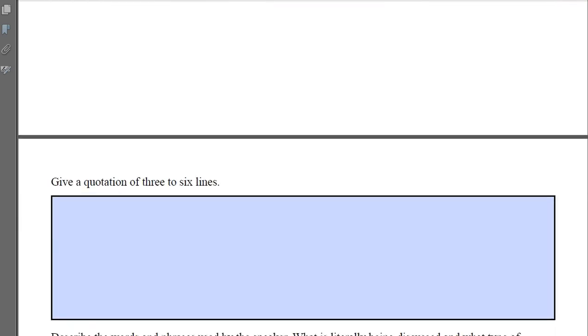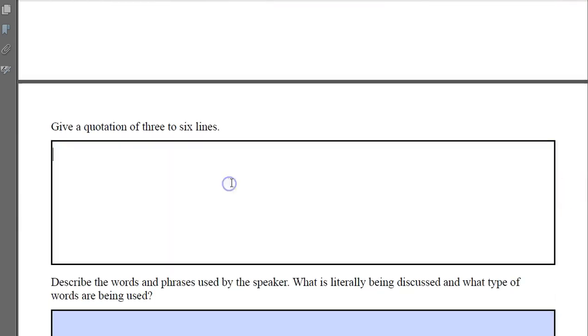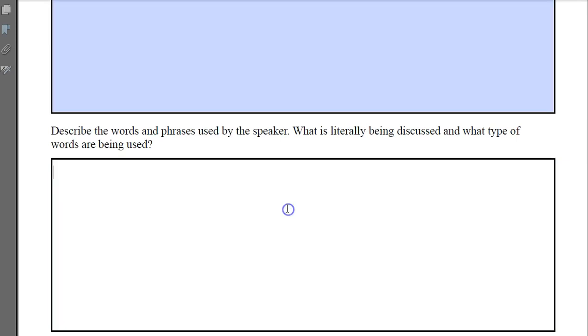And then I'm going to go on to my second body paragraph. I'm going to get my quotation of 3 to 6 lines, okay? 3 to 6. And then describe it the same way. Use the metaphor machine, first two stages of it. What's literally being talked about, what's going on behind the words. Get behind the words, what is really going on here.